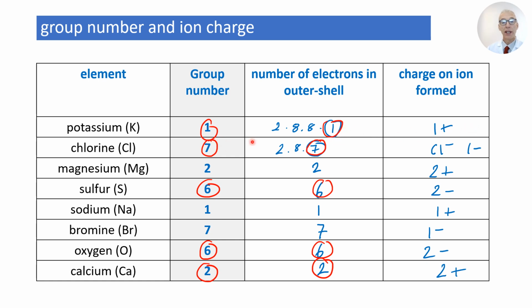Group 1, all the atoms have 1 electron in the outer shell, and they all form 1 plus ions. Group 7 have 7 electrons in their outer shell and form 1 minus ions. Group 2 has 2 electrons in the outer shell, forms a 2 plus. Group 6, 6 electrons in the outer shell, forms a 2 minus ion.